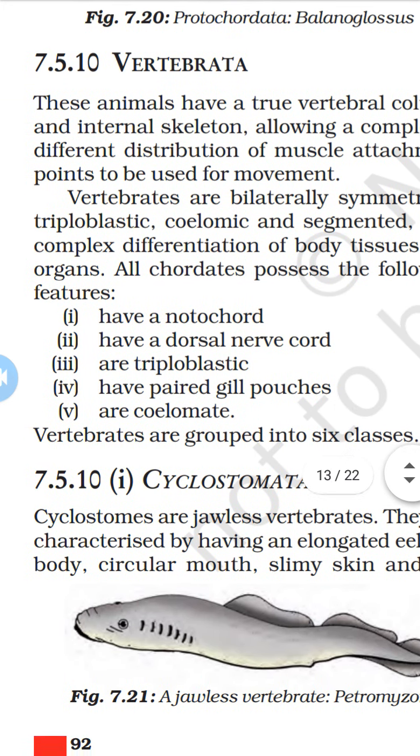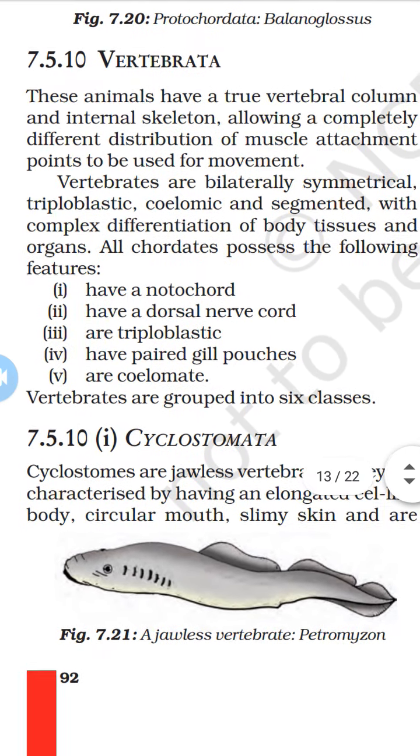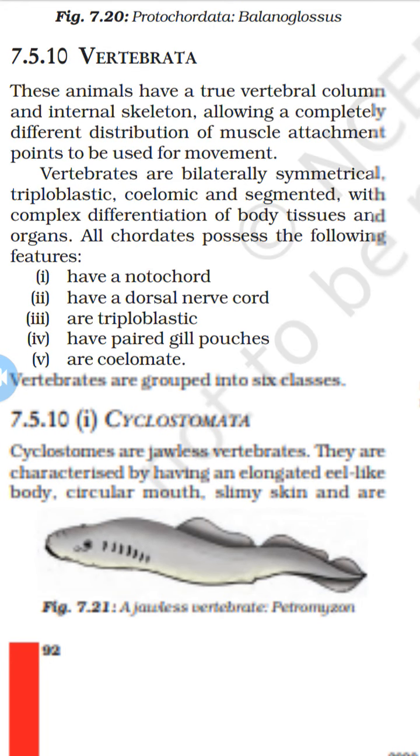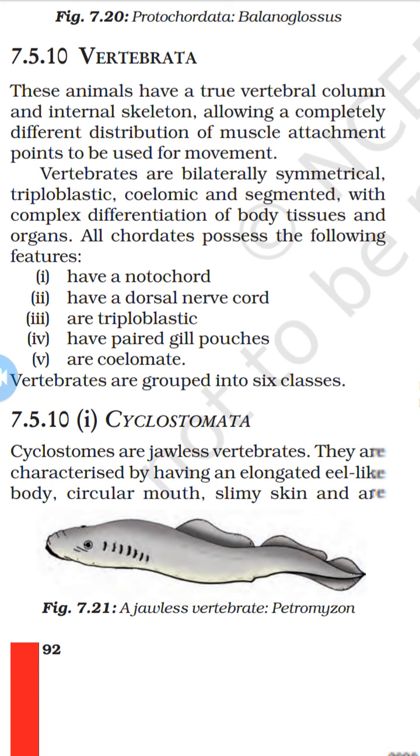Now, Vertebrata. These animals have a true vertebral column and internal skeleton. Vertebrates are bilaterally symmetrical, triploblastic, coelomate, and segmented, with complex differentiation of body tissues and organs.